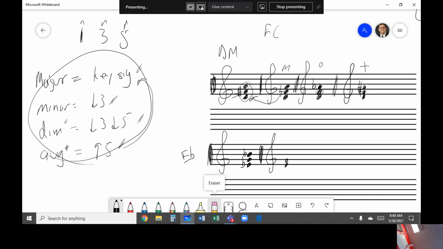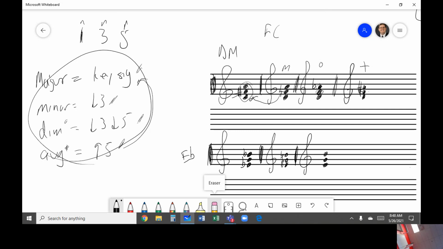Minor would be the major with the third lowered. Diminished would be the same thing as major, but you would lower the third and lower the fifth. That's right, that is a B double flat. Augmented would be raising the fifth, so from B flat to B natural.